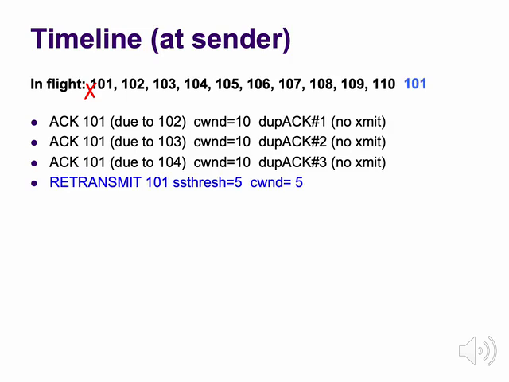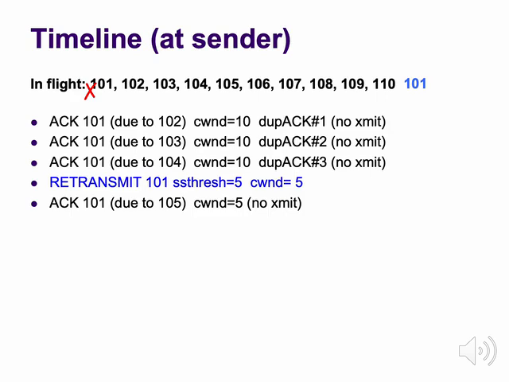What this means is the sender is now going to retransmit packet 101. And then if you follow the rules we had for fast retransmit and congestion avoidance, at this point, the sender sets ssthresh to be half of its current congestion window value, so it's set to 5. And then it cuts its congestion window, cwnd, in half, and so cwnd is also 5. And now let's look at what happens at the sender.